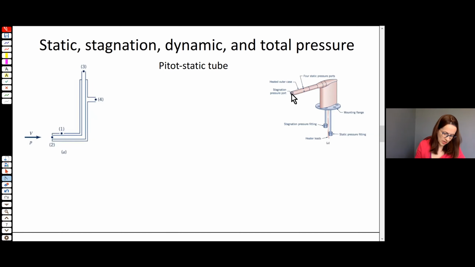So let's look at the schematic over here on the left. You've got some free stream velocity and pressure coming in here. And then point two is our stagnation pressure, but points one and four measure static pressure. So we assume that the elevation changes are negligible, which we can do because we're dealing with air. If we think of the example of an aircraft, we're dealing with air, and pressure differences due to differences in elevation are really negligible in air compared to water or another liquid.